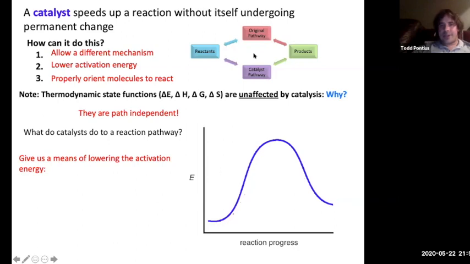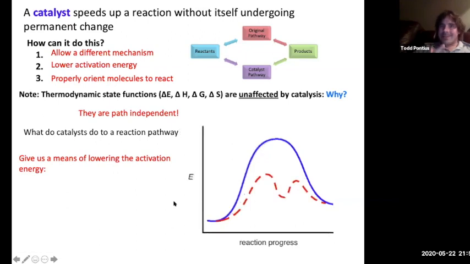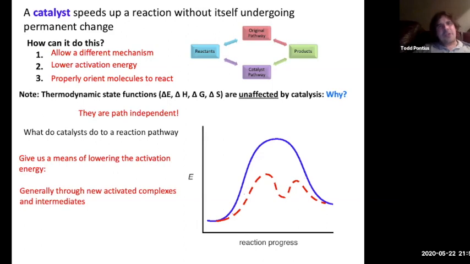So let's say we've got this generic one-step reaction here. What appears to be endergonic. We're going to a higher energy product. So you can think of it as if you have a mountain, you can create a pathway, a tunnel through that mountain, a quicker way of getting to the other side. So generally speaking, catalysts proceed through creating different activated complexes, therefore lower activation energy, and different intermediates.